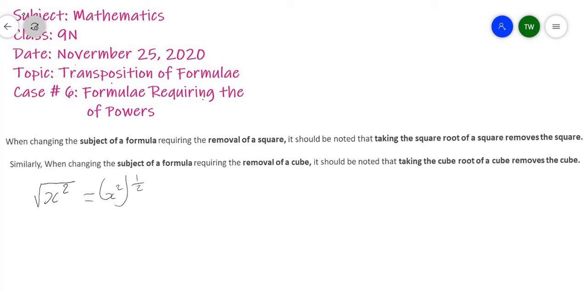Then you apply the power to power rule. So take the power outside to multiply the power inside. 2 times 1/2 will give us just x raised to the power of 1, which gives us a final answer of just x. So clearly here you can see that the square root removes the square.